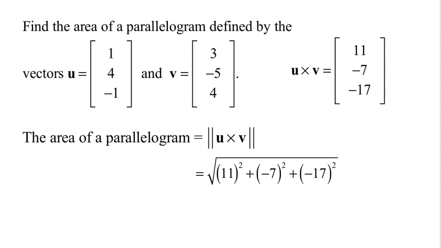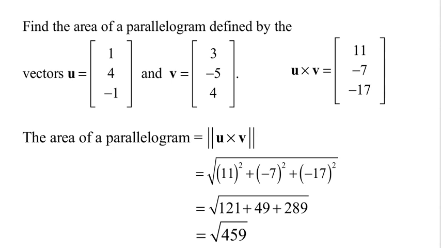Or if you like, you can think of it as Pythagoras: the square root of 11 squared plus negative 7 squared plus negative 17 squared, which is the square root of 121 plus 49 plus 289, or the square root of 459. And you'll notice 9 goes into 459. And we get our answer of 3 times the square root of 51, which will be the area of the parallelogram. And that will conclude this lesson.